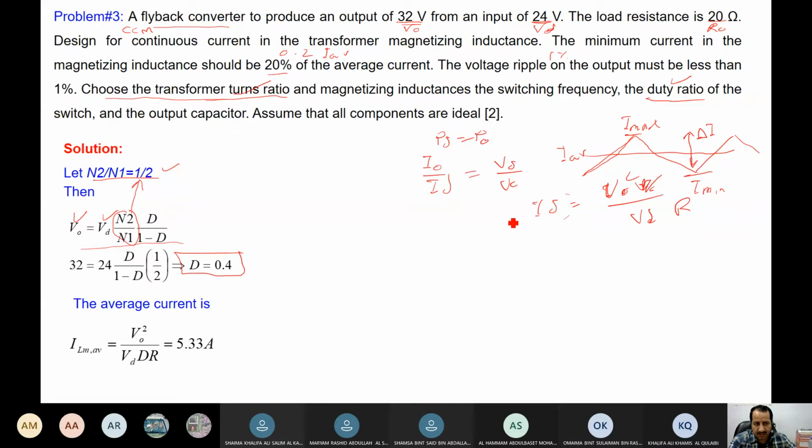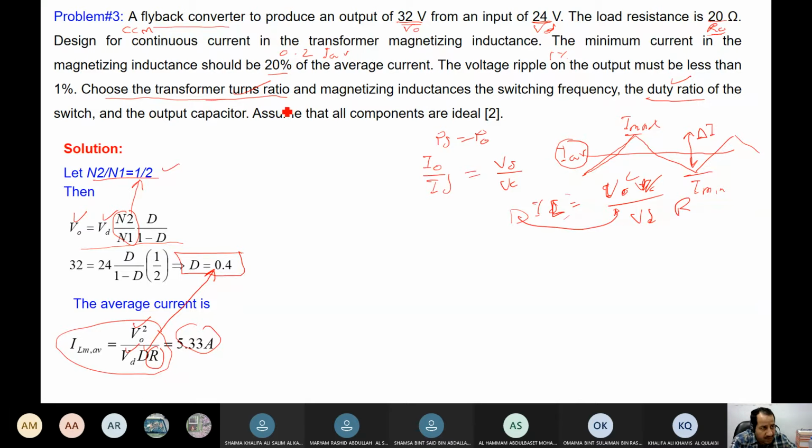And ID is the total current, but I will multiply by D to get the inductance current. Why? Because the inductance current flows through the inductance when T on occurred. In T off, it will not flow through the inductance, right? So in T on, so then this D comes here, I have this formula. Do I have VO? Yes, I have. Do I have VD? D is already calculated. R is already given in the question. I got the average value. Where is the average value? This one, the average value.